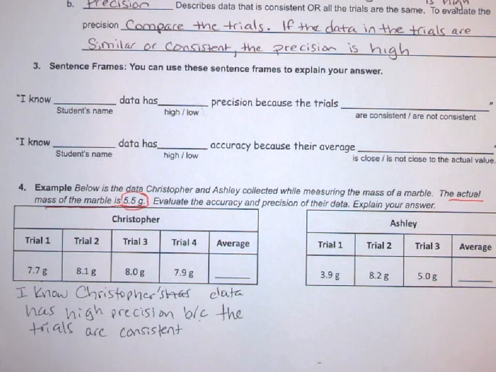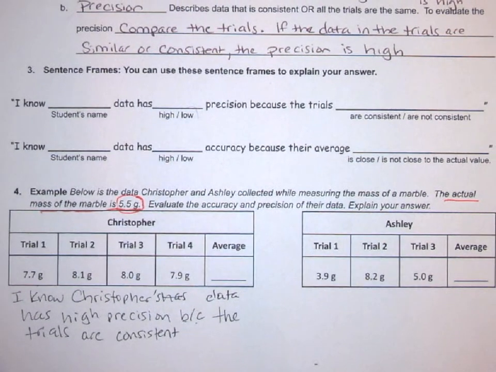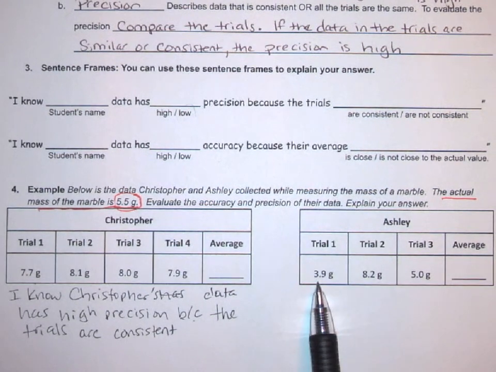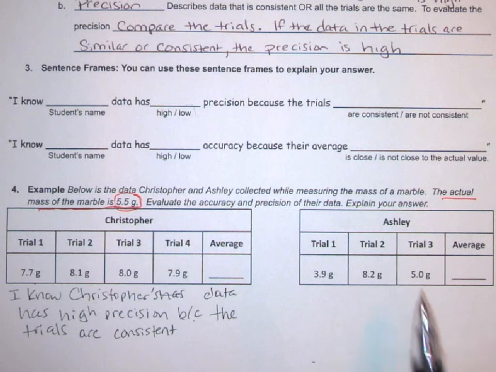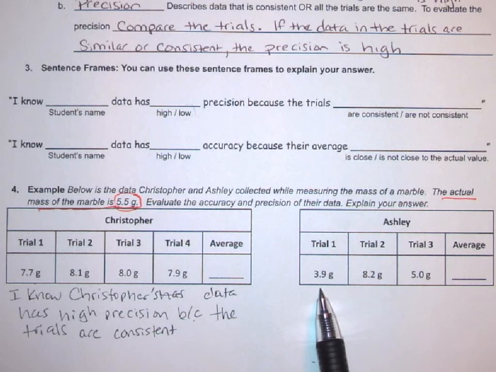Now let's look at Ashley's precision. If you look at Ashley, she's 3.9 for trial 1, 8.2 for trial 2, and 5.0 for trial 3. So what do you think about these numbers? Are these consistent? No, they're not. So what does that tell you about the precision? Is it high or low? That's right. Ashley's precision is low.